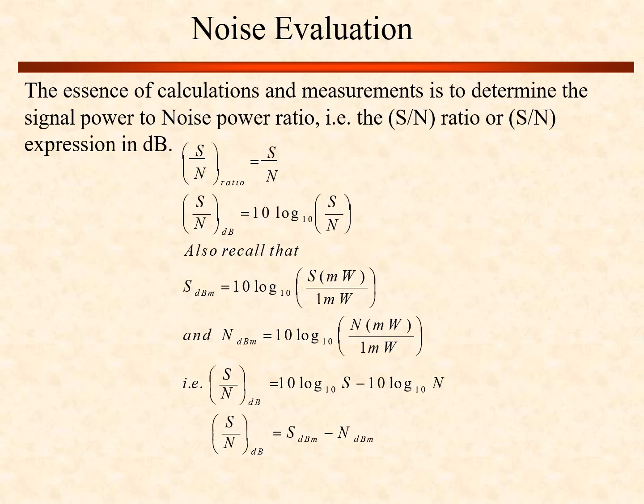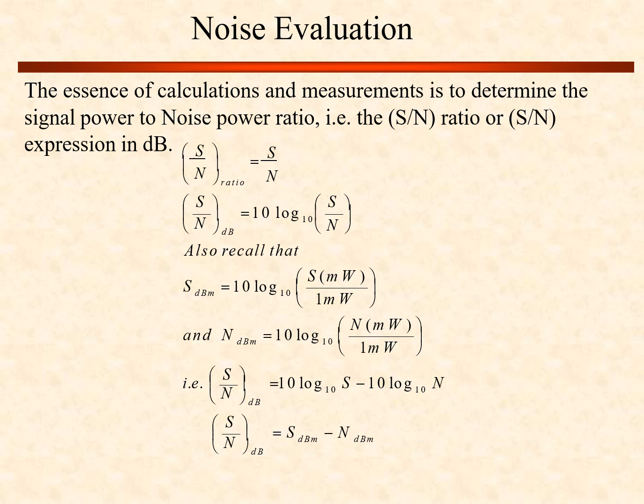Then how to evaluate the noise? That is called noise evaluation. The essence of calculations and measurements is to determine the signal power to noise power ratio, that is, the signal power of the received signal divided by the noise power of the received signal. We can represent it as S/N. It is called SNR, where S represents signal power and N represents noise power. In terms of decibels, we can represent the ratio of signal power to noise power as 10 log base 10 of S/N.